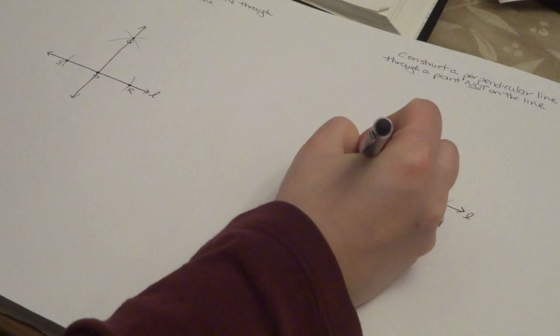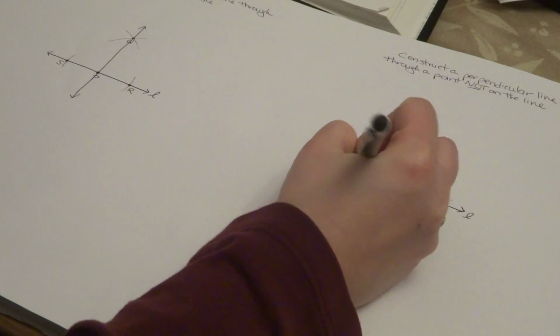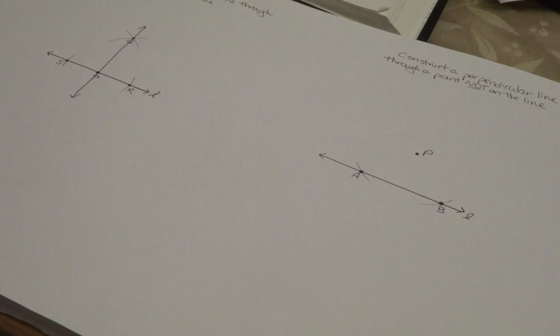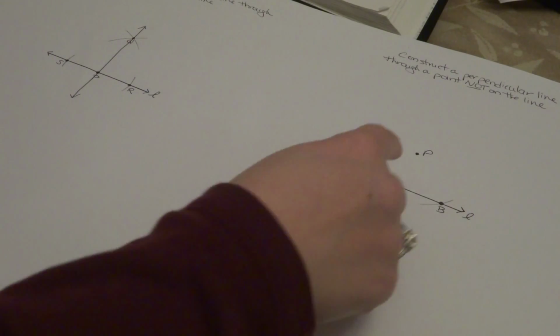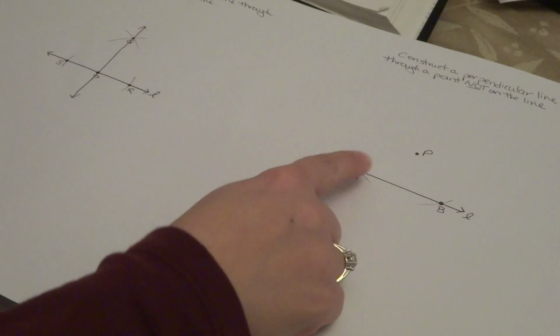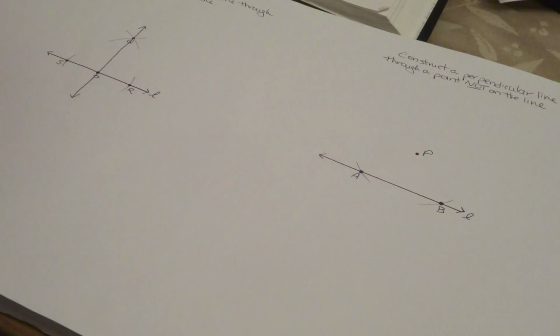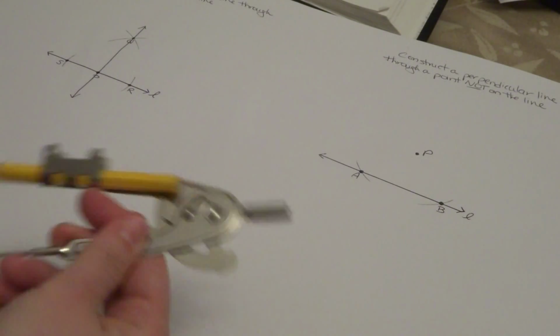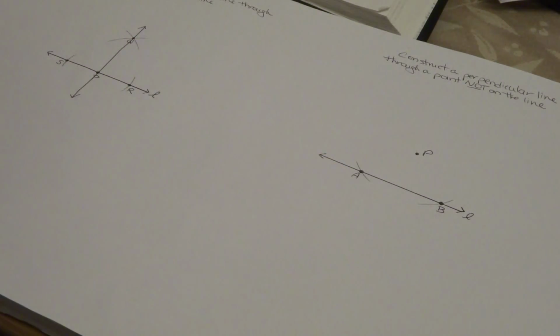We're going to call this intersection point A. We're going to call this intersection point B. And again, let's take a step back and think about what we just did. We know the distance from P to A is going to be equal to the distance from P to B because that's how we set the radius of our compass. So that's how we're making those arcs.